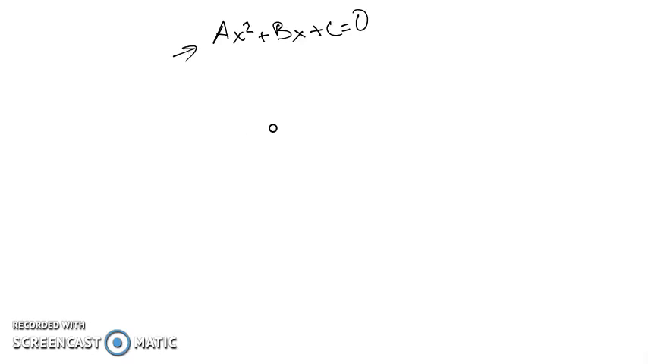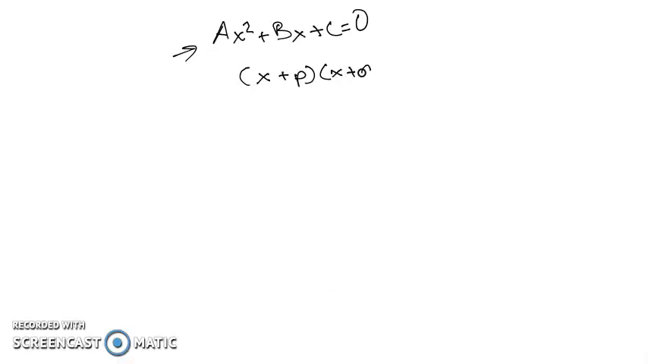So the first thing you do is that you want to factor it into something like x plus p times x plus q equals 0. Now, since these two multiply to 0, one of them has to be equal to 0, because if one of them is 0, then the product will be 0. So now x is equal to either negative p or negative q.